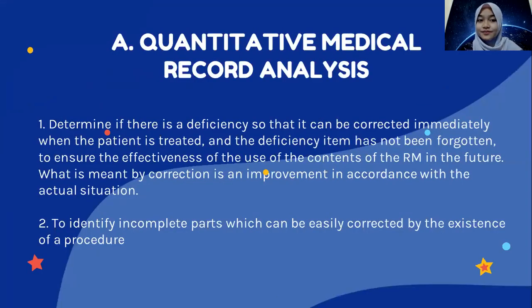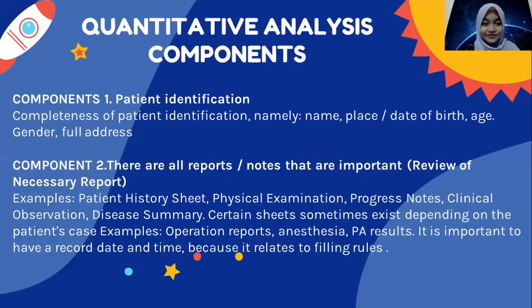Next, quantitative medical record analysis. 1. Determine if there is a deficiency so that it can be corrected immediately when the patient is treated and the deficient item is not forgotten, to ensure the effectiveness of the content of the RM in the future. What is meant by correction is improvement in accordance with the actual situation. 2. To identify incomplete parts which can be easily corrected by the existence of a procedure.